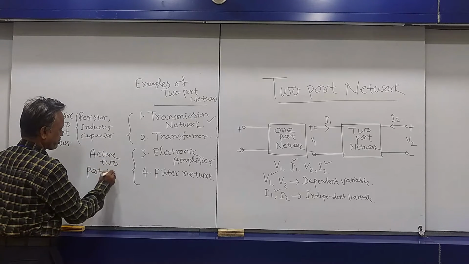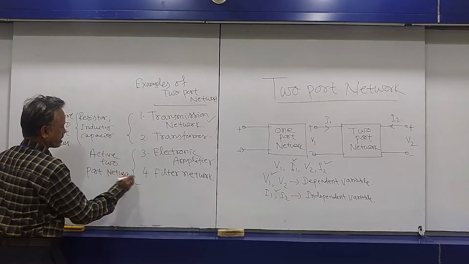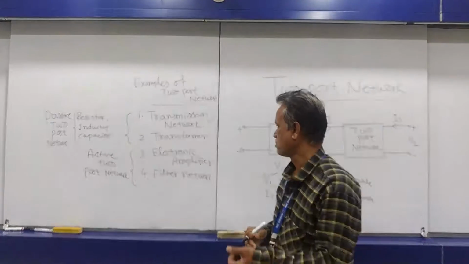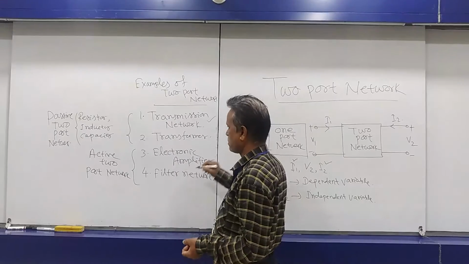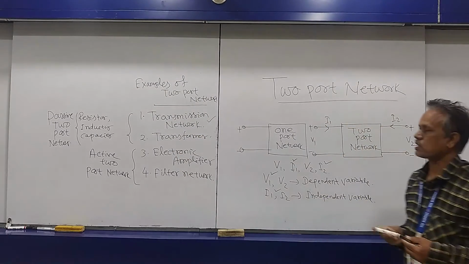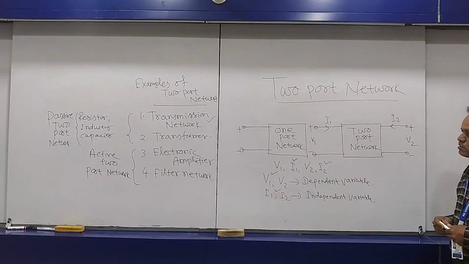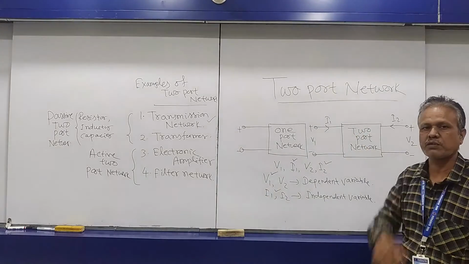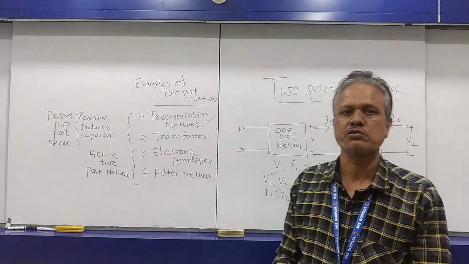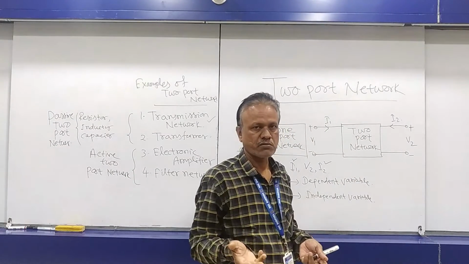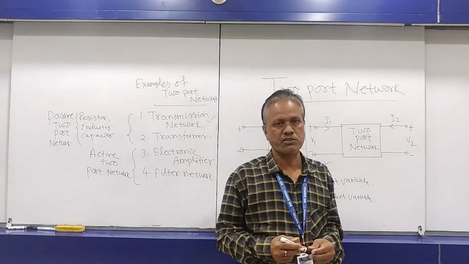Two-port network. Active elements like op-amps or other elements. So these are called the active two-port network. After the examples, let us describe the two-port networks by different types of parameters which are used to describe the two-port network. So which are they? We are now going to discuss.